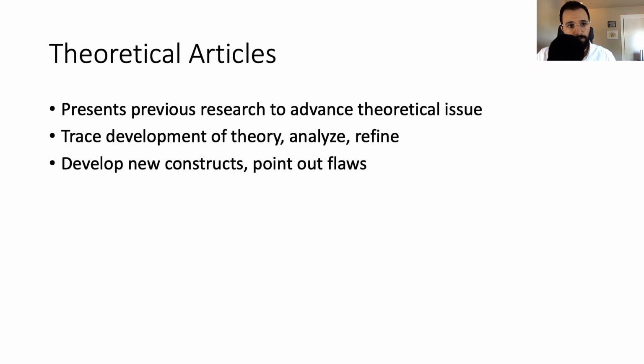A theoretical article will present previous research to advance some kind of theoretical issue in which someone maybe is trying to make a specific argument about which way the field should move forward. They will probably trace the development of a theory and try to analyze exactly what it means, drill into the specifics of its logic, and then refine it if they think it needs refining. So these kinds of articles might develop new ideas, new definitions, or new constructs, and they might also point out flaws in previous research. They can look, again, not too different from literature reviews.